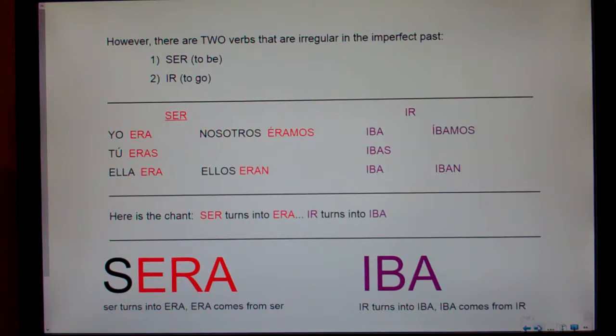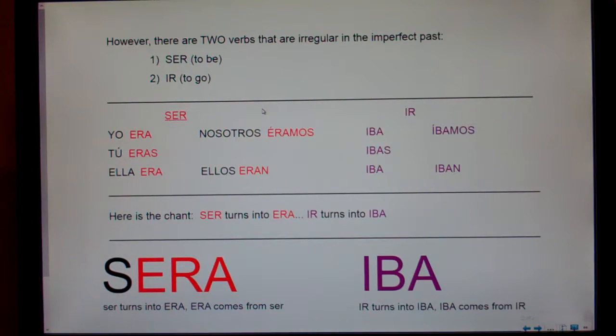Now, please understand, I'm not saying that there are no irregular verbs in the imperfect past. There are two. There are two commonly used verbs that are irregular in the imperfect past. Most verbs are regular in the IBA form, but ser in the imperfect past is irregular, and ir turns into irregular. Now here's a fair and reasonable question. Hold it, Mr. Holt. Why are these the only two verbs that are irregular? What is it about ser and ir? Why would they be irregular in the imperfect past?